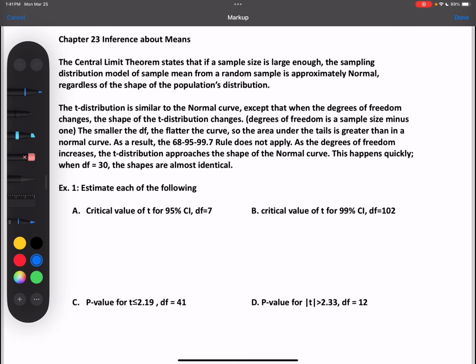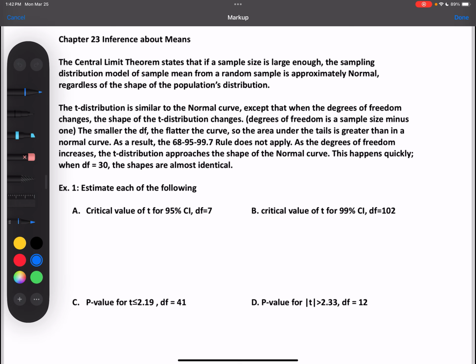The smaller the degrees of freedom, the fatter the curve, so the area under the tails is greater than in a normal curve. As a result, the 68, 95, 99.7 rule does not apply. As the degrees of freedom increase, the t-distribution approaches the shape of a normal curve. This happens quickly when the degrees of freedom equals 30. The shapes are almost identical.